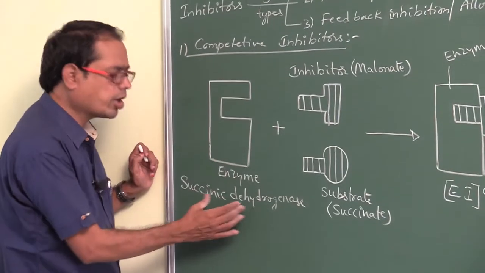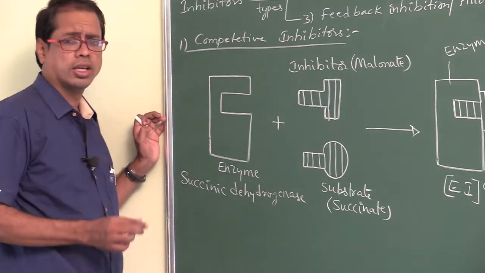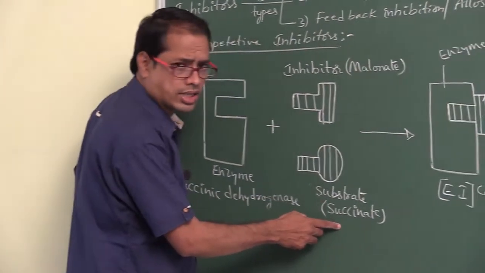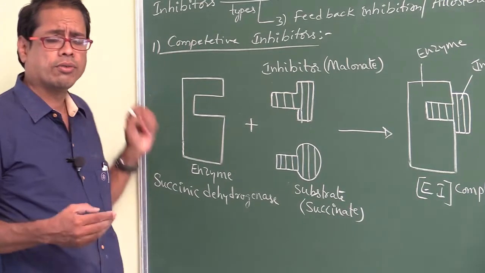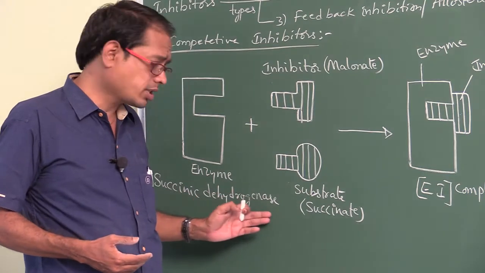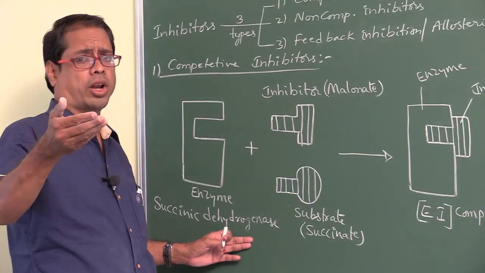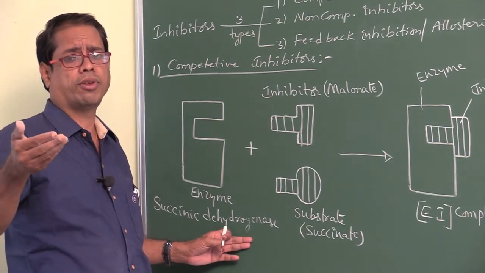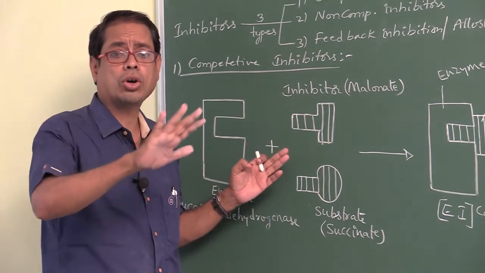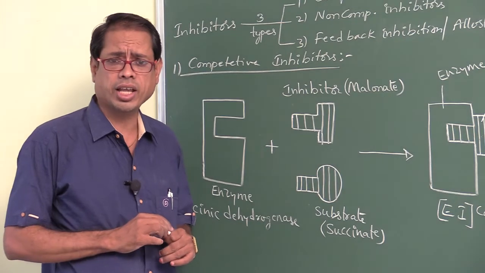A particular enzyme is called succinic dehydrogenase, which comes in the Krebs cycle. The substrate is succinic acid or succinate. When succinic acid is attached to succinic dehydrogenase, fumaric acid is the product. Fumaric acid will be formed, isn't it? But if the inhibitor is attached, no products are formed. Enzyme activity declines.